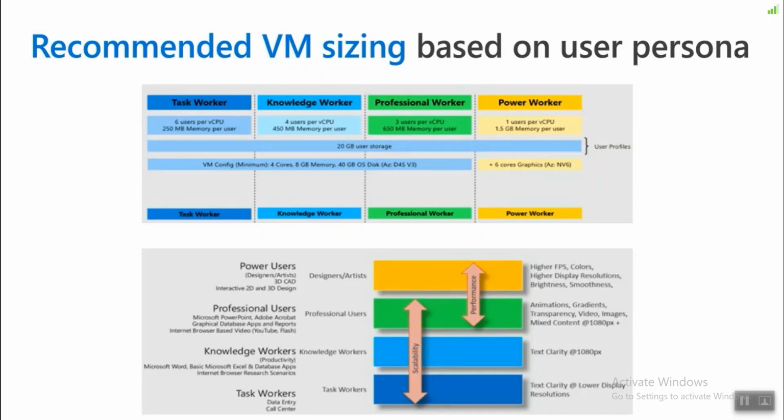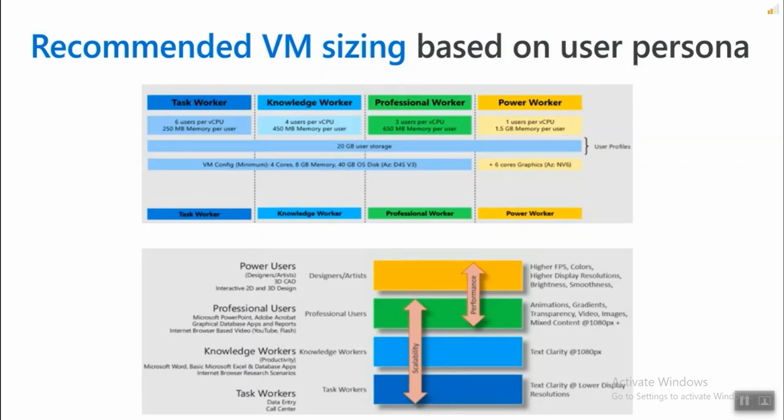Whereas for the other three kinds of users, you have 6 users or 4 or 3 users per core, and you can start off with a D4SV3 kind of a VM. In the optimization phase, you can definitely change the size of the VM as well as the user density, but this is just something that I wanted to point out as our recommendation.